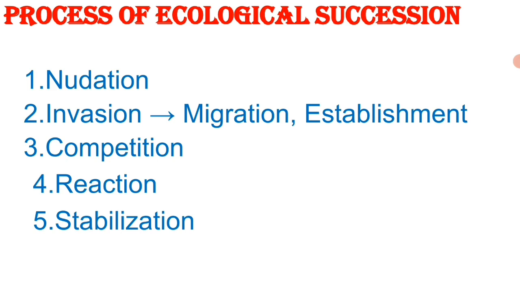The next process is reaction. The living organisms take water and nutrients, grow, and modify the environment, which is known as reaction. The modification becomes unsuitable for the existing species and favors some new species, which replace the existing species. So it leads to a serial community. Stabilization is the last one. It leads to a stable community which is in equilibrium with the environment.